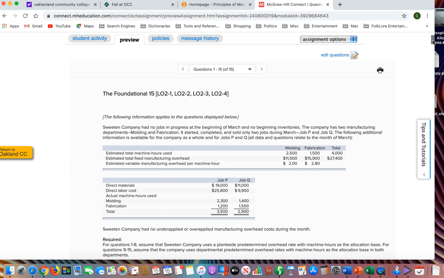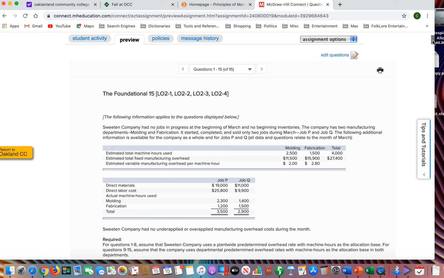Here we have a company that manufactures something, and it has two departments, molding and fabrication. And we're going to look at only two jobs that took them all month to do, just for the sake of illustration here. Job P and Job Q. And here we see the machine hours for each department in total, and the fixed overhead and the variable overhead. And variable overhead is based on machine hour.